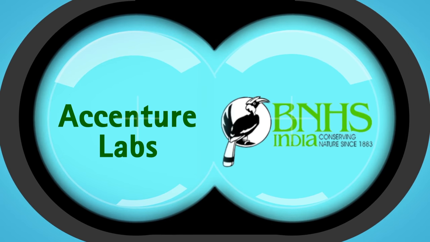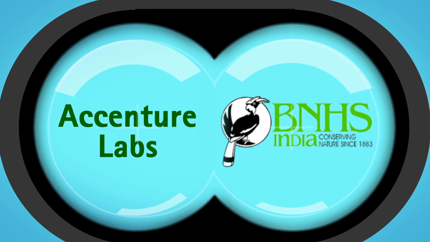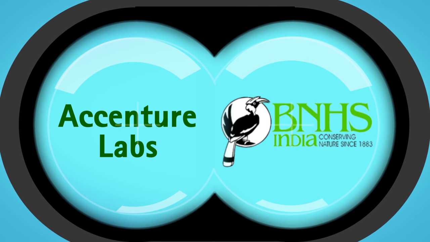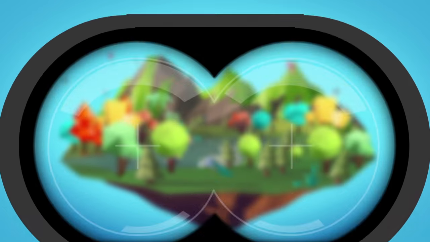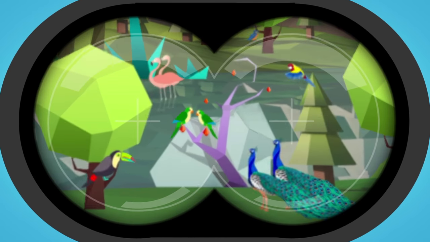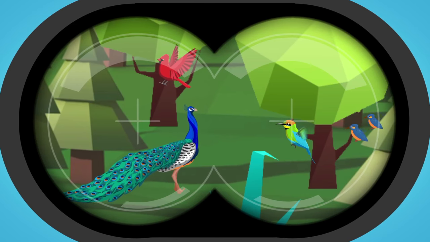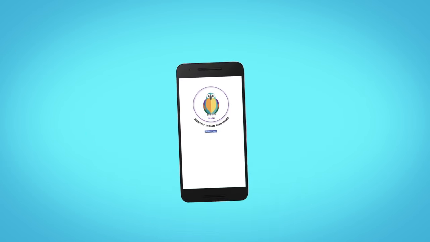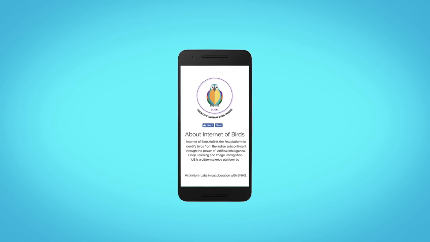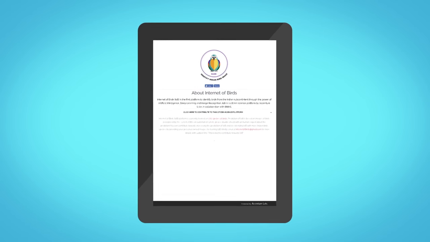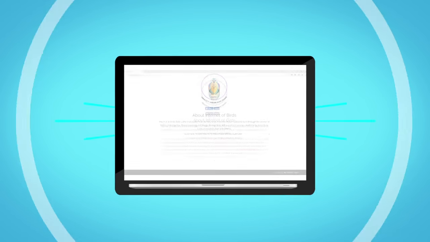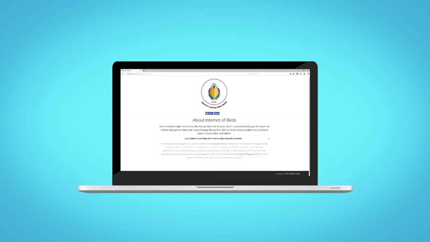Accenture Labs has joined forces with Bombay Natural History Society, a nature conservation research organization, to help amateur birders identify birds quickly and easily. Together, we have created a first-of-its-kind citizen science platform to identify birds of the Indian subcontinent.